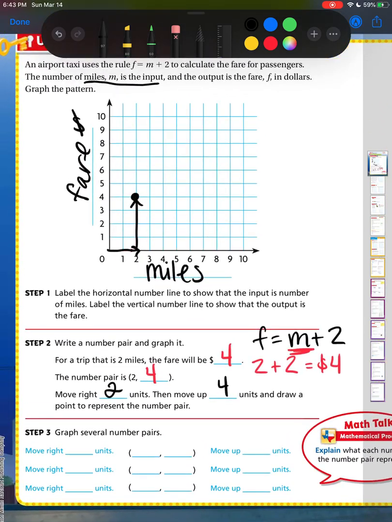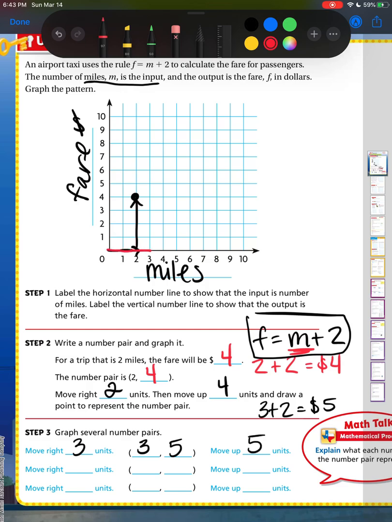So using our rule, we can come up with more miles, right? So let's try it. Since our rule was F equals M plus 2, let's say we are going to try 3 miles. So our input would be 3 miles. So that would be 3 plus 2. Well, 3 plus 2 is 5. So that means we would move to the right 3 units and then up 5 units. So we would go over 3 right here, then go up 5. And we land right here.